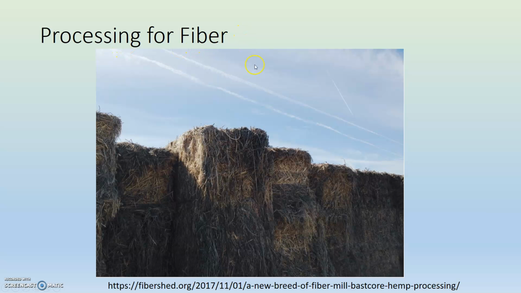Processing for fiber is going to primarily happen with hemp. Fiber hemp looks like this, where it's very coarse and long material. And this coarse and long material requires a very certain process and machinery to end up with fiber building materials and plastic replacements.